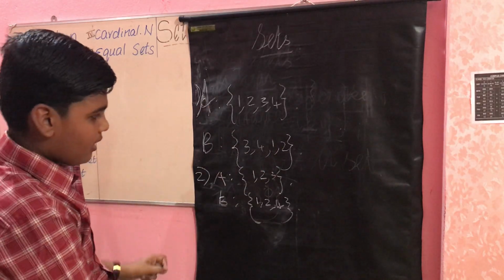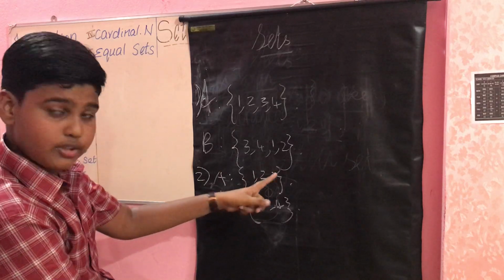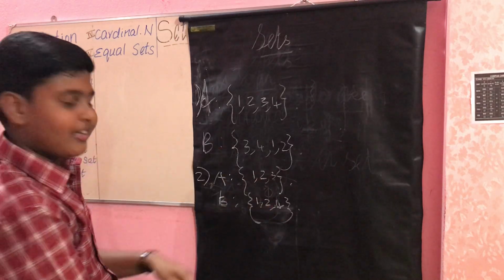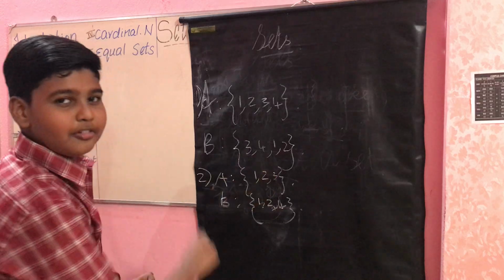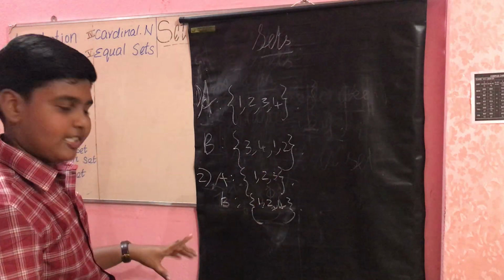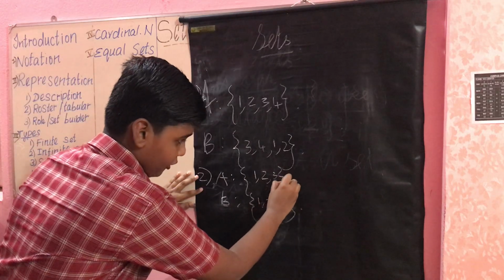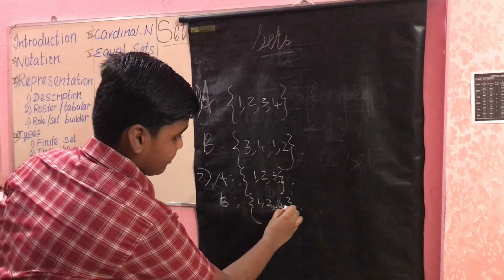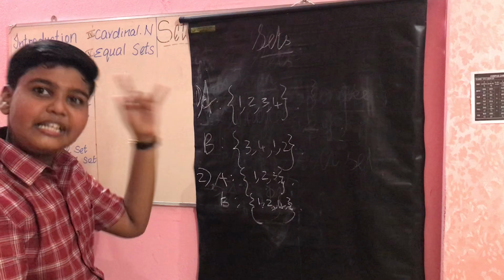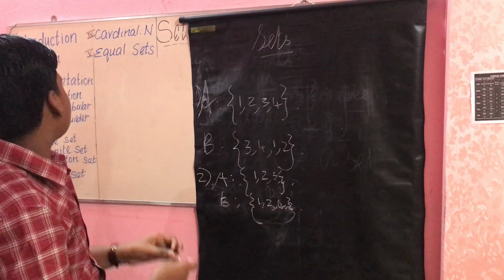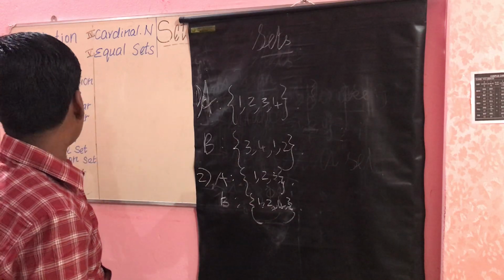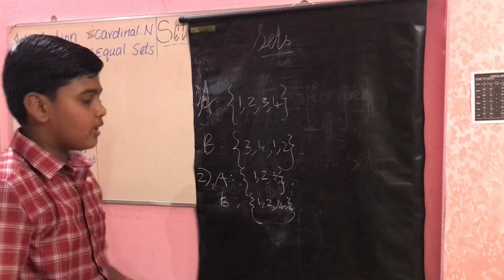It's an equal set. But look here, A is equal to 1, 2, 3. B is equal to 1, 2, 4. He has no 3, he has no 4. So that's not an equal set, because I haven't just exchanged. If I wrote here 1, 2, 4 and 3, that would be an equal set. Understood? So that's the equal set.